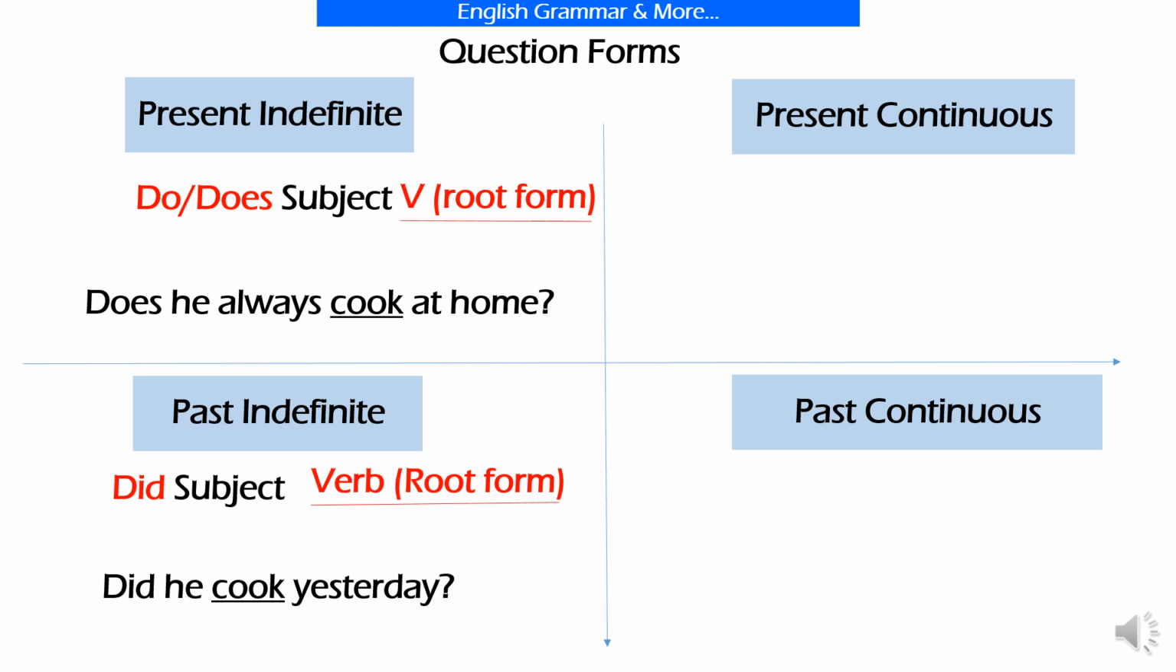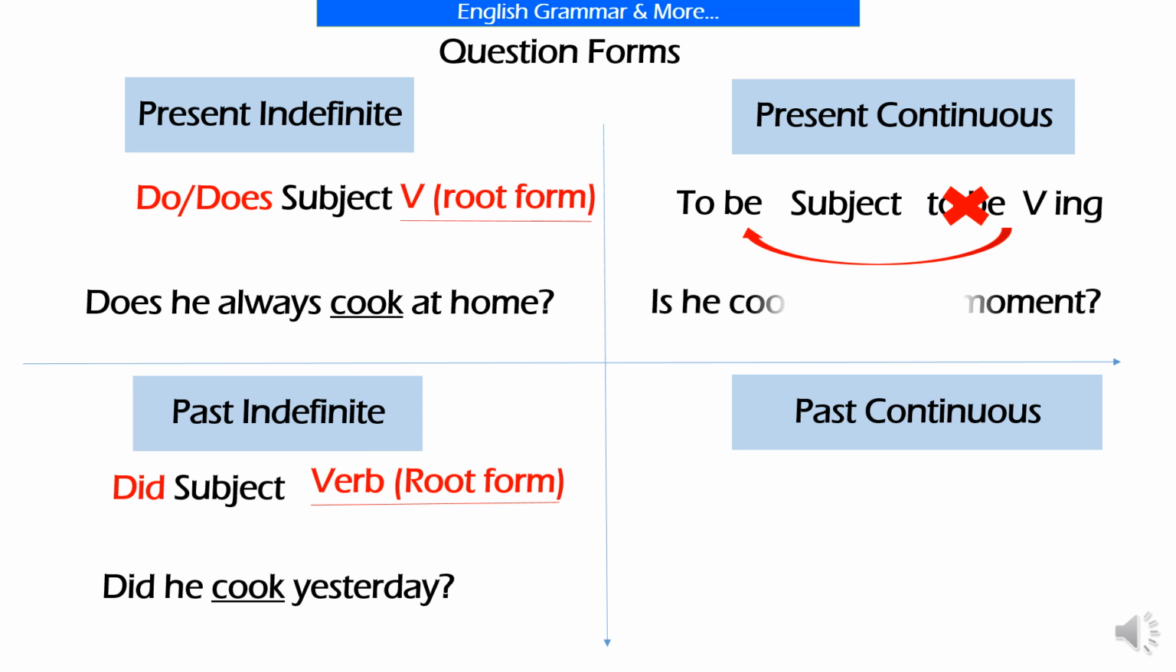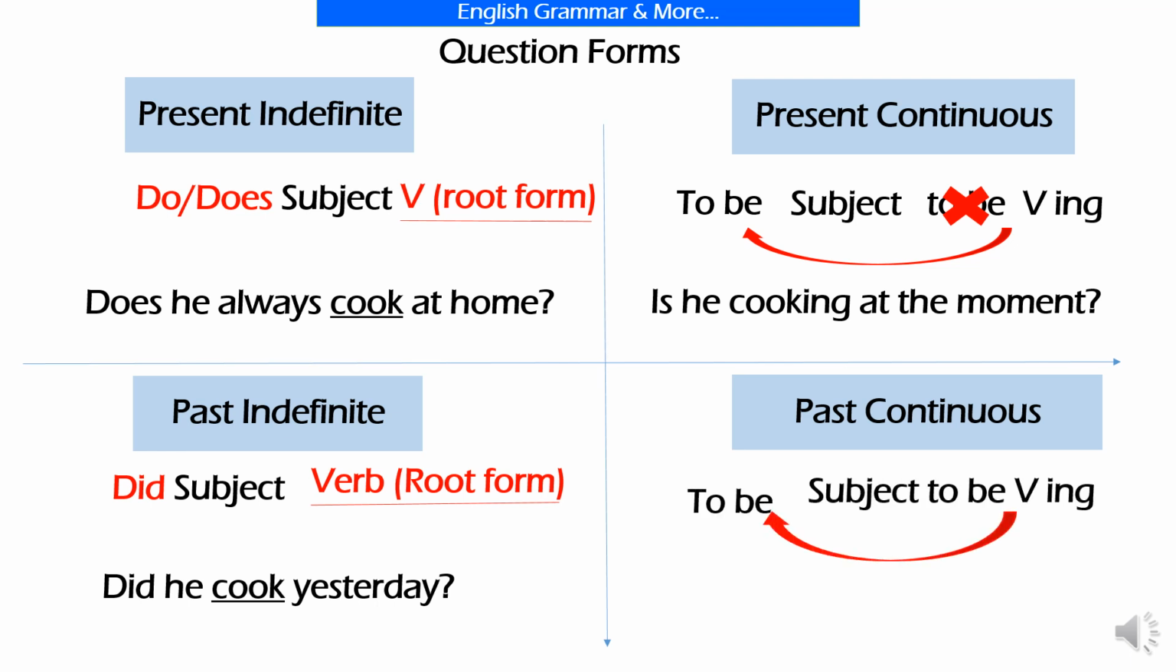Now, when it comes to the present continuous tense form, we bring to be, which is in its present tense, am, is, are, right before the subject. For example, is he cooking at the moment? Lastly, for the past continuous tense form, once again, we bring to be, which is in the past tense, was or were, right before the subject. For example, was he cooking when mom came?